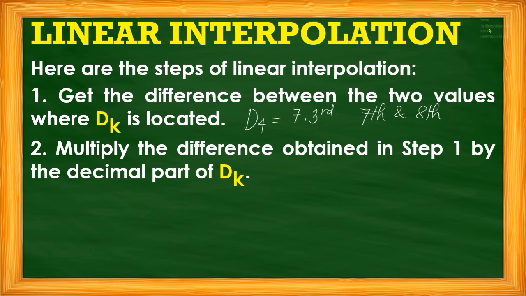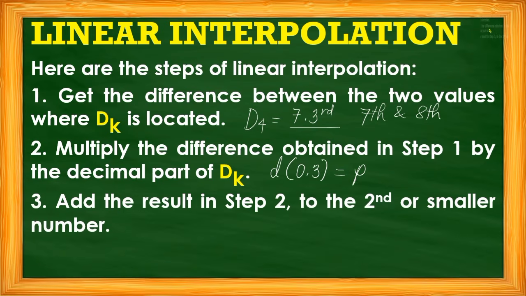Next, multiply the difference obtained in step 1 by the decimal part of D sub k. For example, we subtract the 7th and 8th data and get a difference. We multiply that difference by the decimal part of the position of D sub k. Here, the position is 7.3, so the decimal part is 0.3. Here, d is the difference, because we subtracted the 7th and 8th data. We subtract the 7th data from the 8th, not the 8th from the 7th. So d times 0.3 gives us a product, for example p. I am just using letters so that you can understand better.